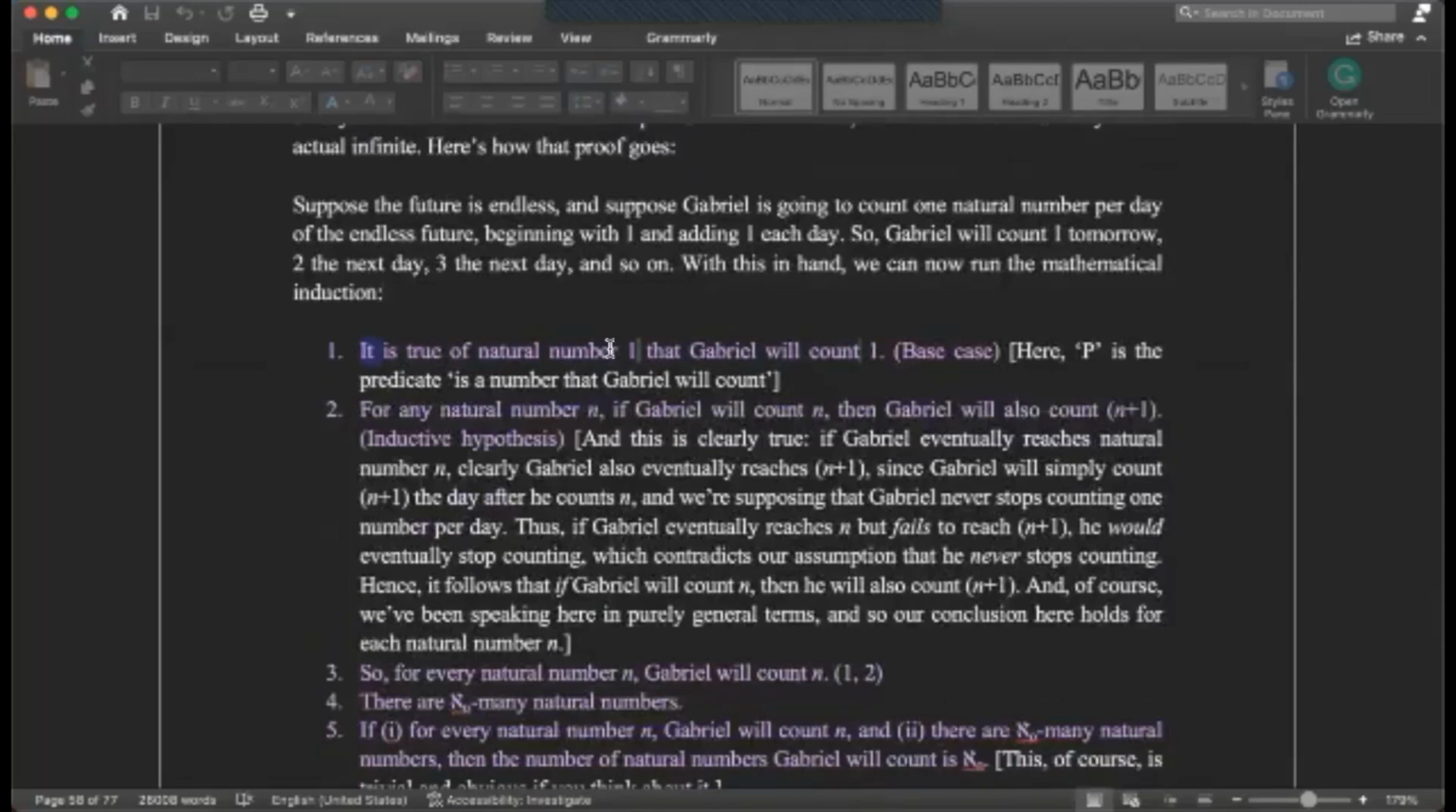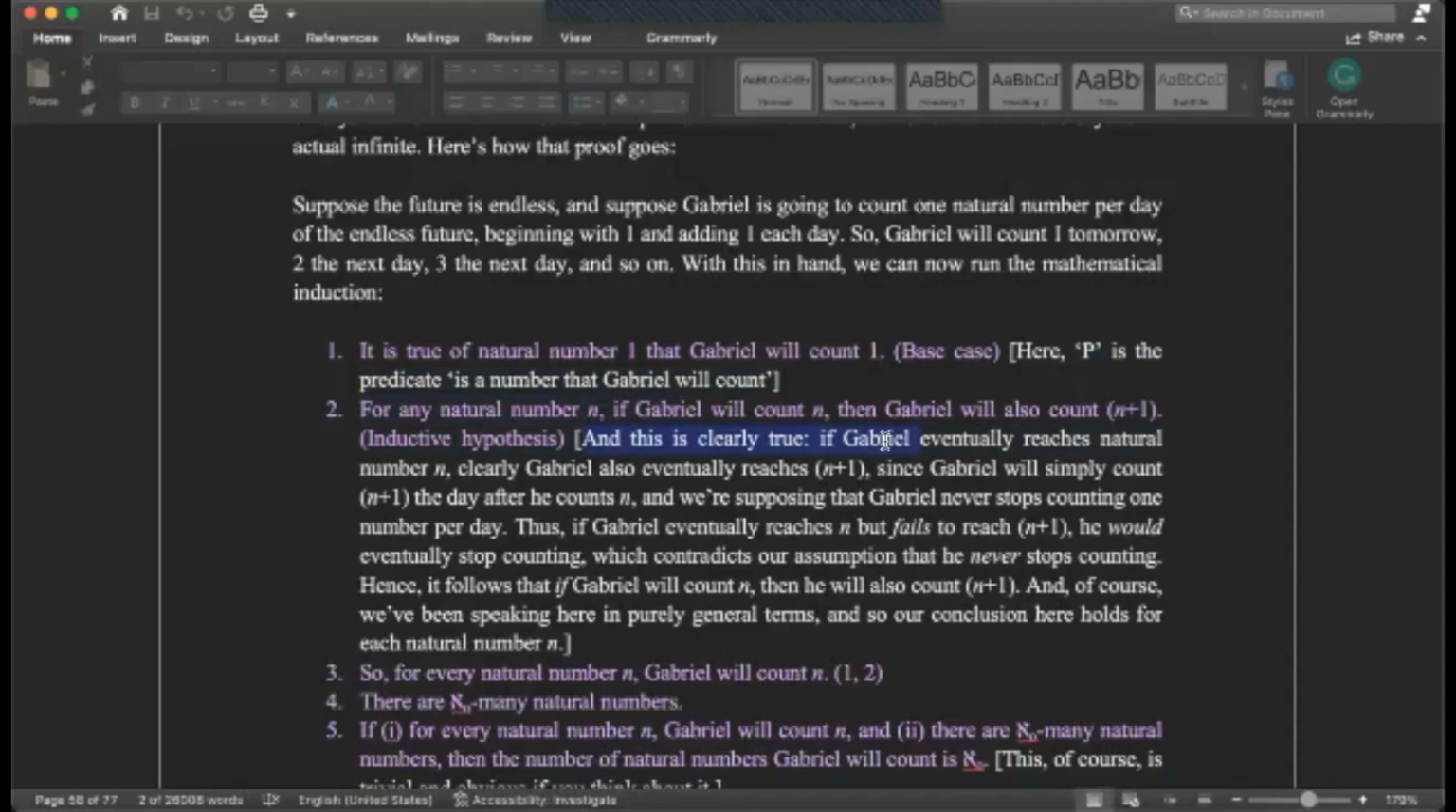So premise 1, it is true of natural number 1 that Gabriel will count 1. This is our base case. We're showing that some predicate P is true of the natural number 1, right? Here, P is the predicate, "is a number that Gabriel will count." And then premise 2, we have our inductive hypothesis. For any natural number n, if Gabriel will count n, then Gabriel will also count n plus 1.